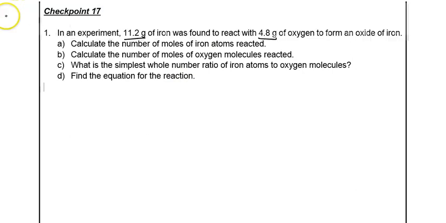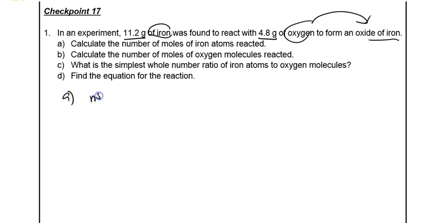So let's take a look. How do we go about doing this? 11.2 grams of iron was found to react with 4.8 grams of oxygen to form an oxide of iron. So all my iron and all my oxygen must go into my oxide of iron. So part A, calculate number of moles of iron atoms that react.